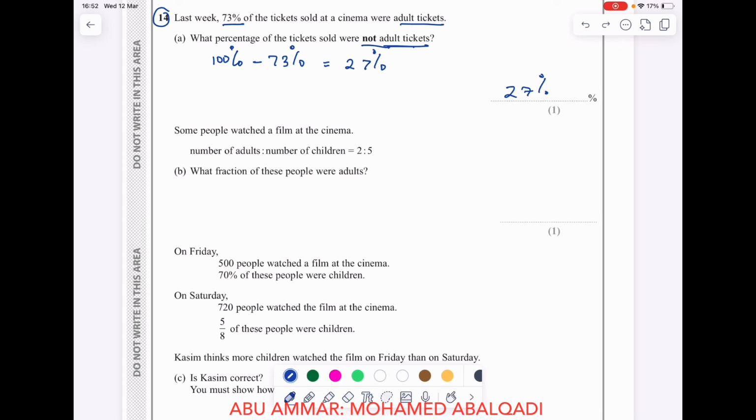Question 14b says some people watched a film at the cinema. The ratio of adults to children is 2 to 5. What fraction of these people were adults? The answer will be adults, 2, over the total number of children and adults, 2 plus 5, which is 7. So the fraction of these people who were adults is 2 over 7.